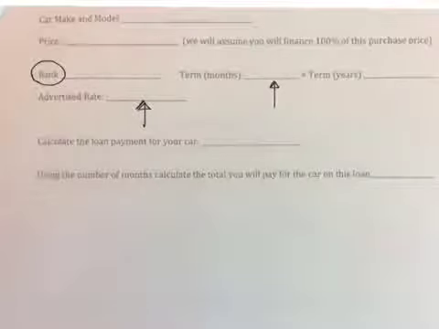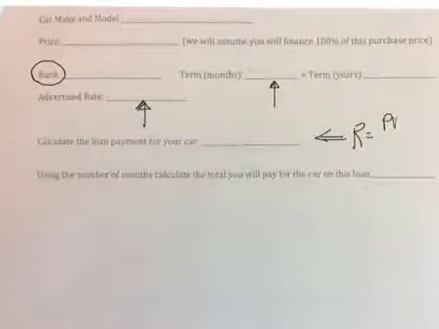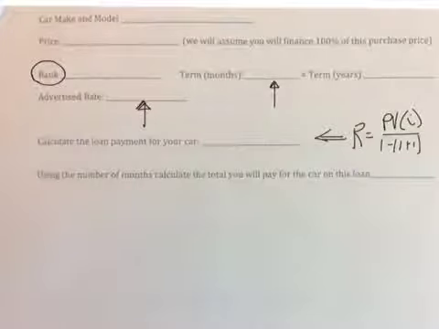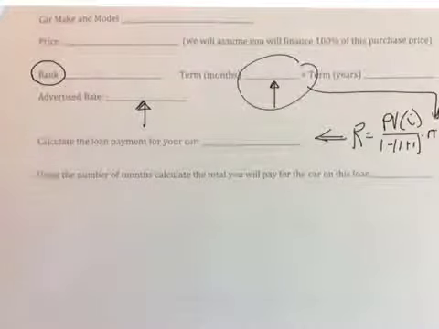And then you're going to use the same formula that we just did to find the loan payment. So you're going to use the present value of the car times the interest rate over 1 minus 1 plus the interest rate raised to the negative n, where n is how many months. That's what goes in for your n value, remember. So I think you can do that one.